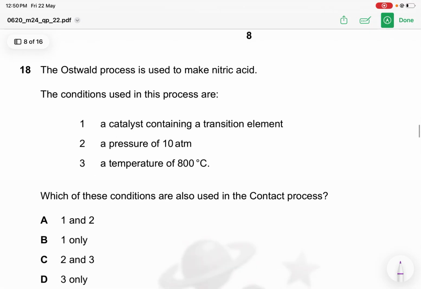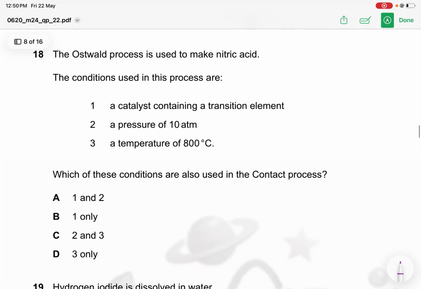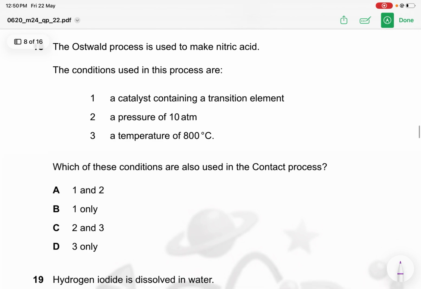Next, Ostwald process is used to make nitric acid. The conditions used in this process are a catalyst containing a transition element, a pressure of 10 atmosphere, and a temperature of 800 degrees Celsius. Which of these conditions are also used in contact process? So contact process is making of concentrated sulfuric acid, and there we use a catalyst which is vanadium oxide, and vanadium is a transition element.